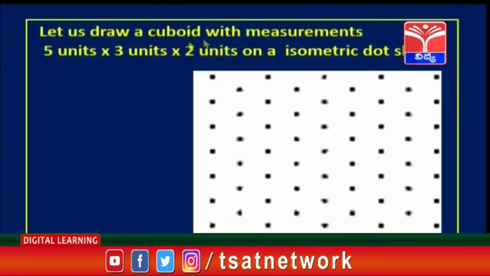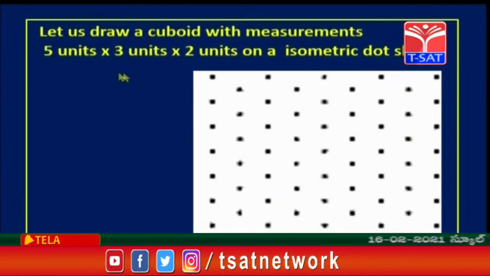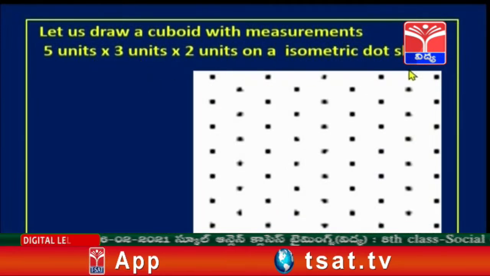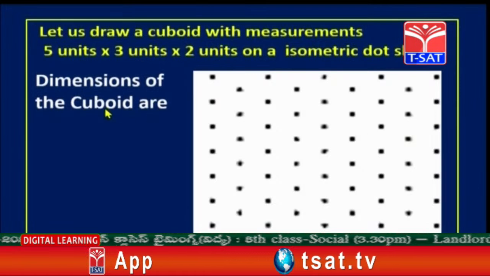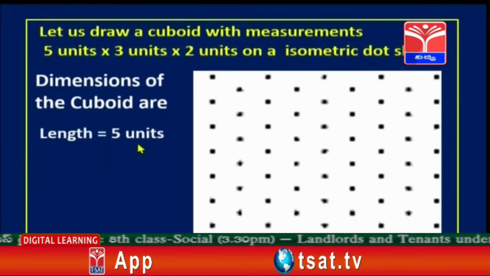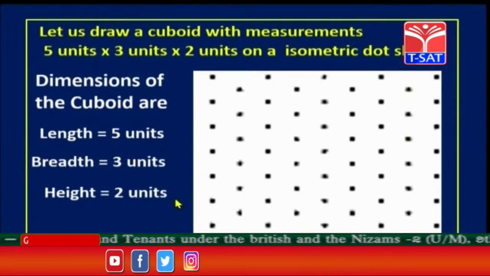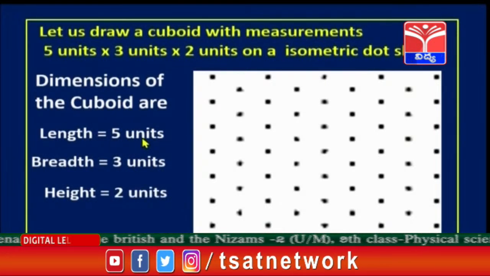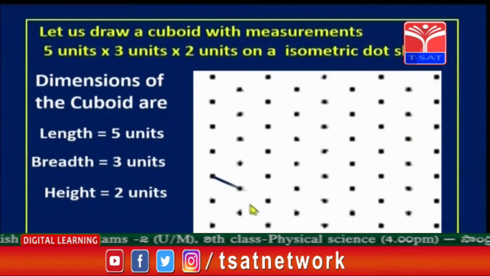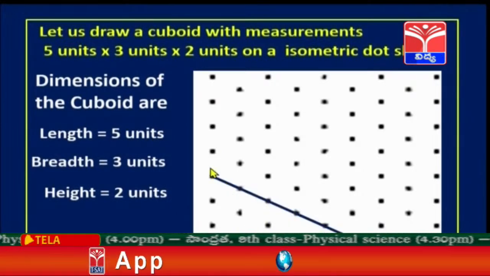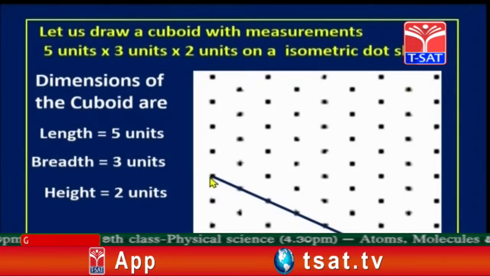Children, let us draw a cuboid with measurements 5 units into 3 units into 2 units on an isometric dot sheet. Children, dimensions of the cuboid are length 5 units, breadth 3 units, height 2 units. Now what you have to do, children, as length is 5, we have to join 5 points. So starting 1, 2, 3, 4, 5. Including starting, you have to take 6 points, children.